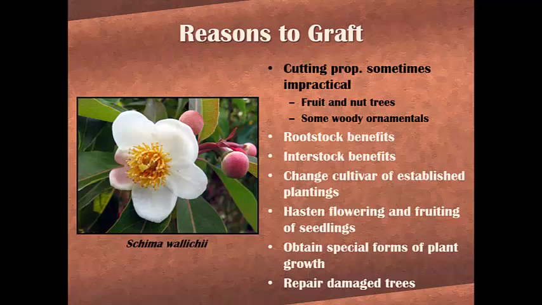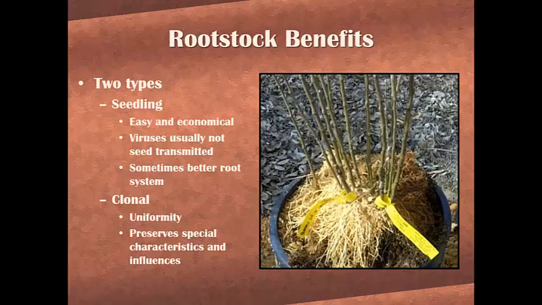Fruit and nut trees are another good example of plants that are typically grafted commercially because cutting propagation is just impractical. Apples are a good example of this. And for cuttings to be impractical for a plant, it may be that they just don't root very well, or maybe it takes a really long time and it's just much faster to graft. So that's one reason. The next reason that was on that large list was rootstock benefits.